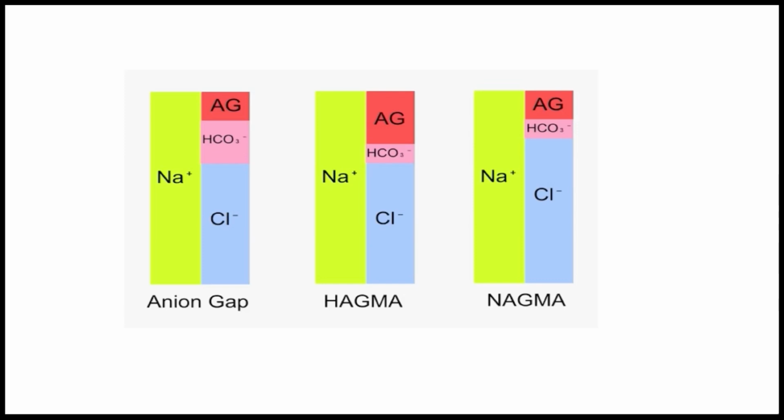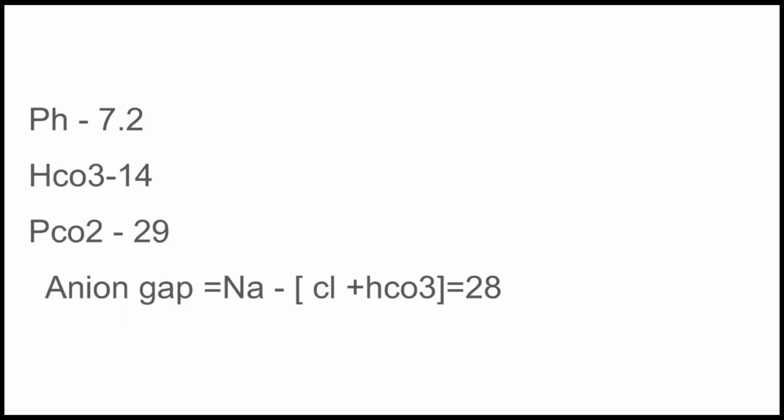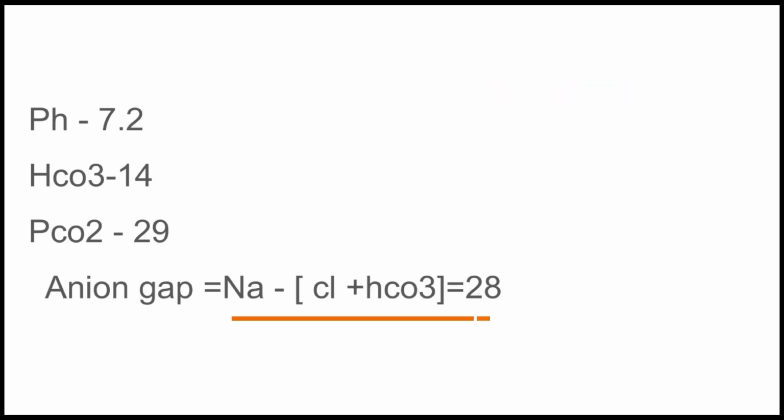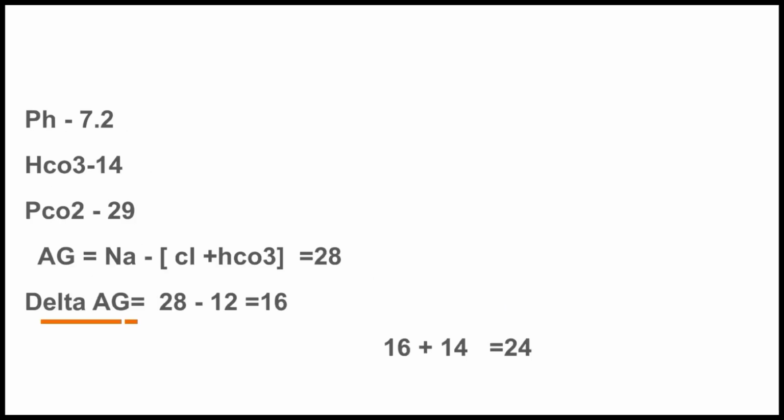There is another simple method to know the presence of a mixed disorder. For example, in this ABG, this patient has metabolic acidosis. First calculate the anion gap, sodium minus chloride plus bicarb. Suppose it comes to 28. Now calculate the delta anion gap. Just subtract the normal anion gap from the calculated anion gap, which comes to 16.